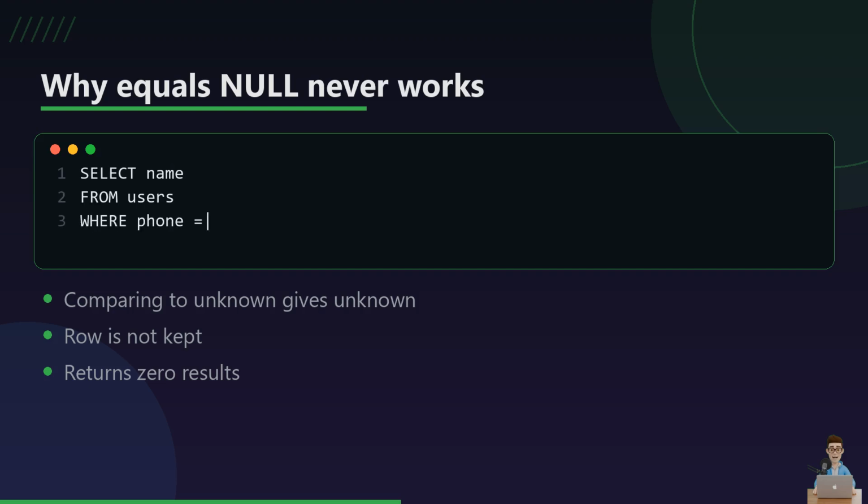You might think this query finds people with no phone. It finds nobody. Asking is phone equal to unknown gives the answer unknown, and unknown rows are dropped. So even the rows that truly have NULL slip right past. This is the classic beginner trap.